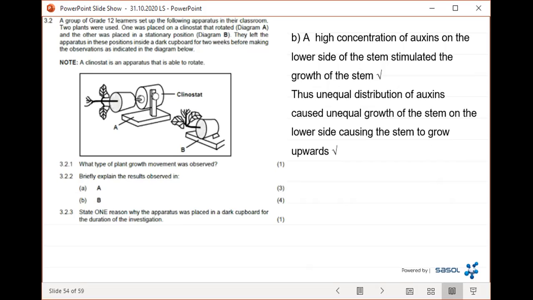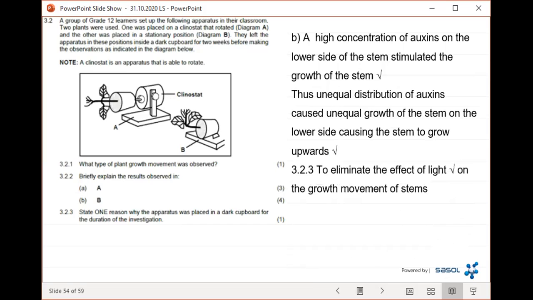Then we move on to question 3.2.3. State one reason why the apparatus was placed in the dark cupboard for the duration of the investigation. Okay, so this is to eliminate the effect of light. Otherwise, phototropism would have also played a role in this investigation, and that was for 1 mark. Right.